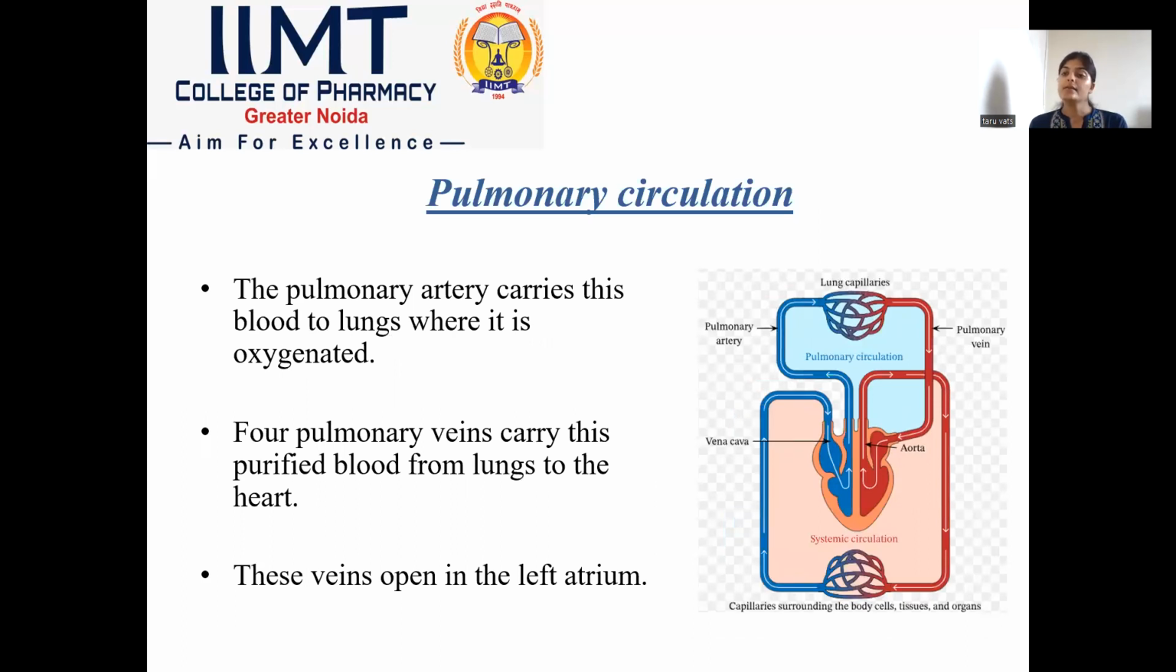pulmonary artery carries this impure blood to lungs where it gets oxygenated. As I already discussed that oxygenation of blood takes place in lungs. From there, 4 pulmonary veins carry this purified blood from lungs to the heart. And these 4 pulmonary veins directly open in left atrium.